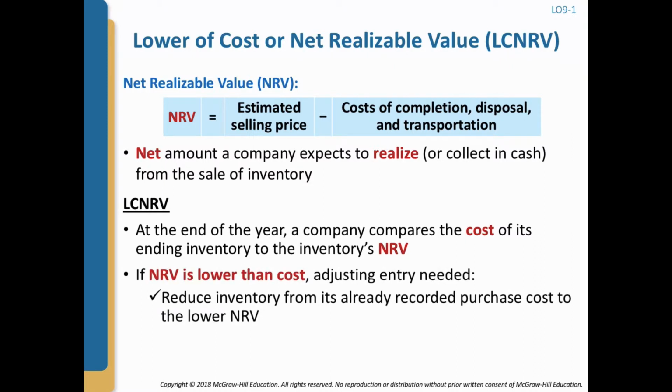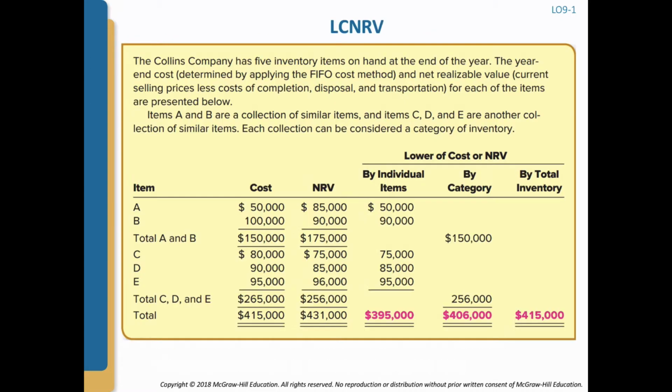By whatever the net realizable value is: estimated selling price minus cost of completion, disposal, or transportation. Essentially, what you're selling it for if those costs are immaterial. So it's just basically estimated selling price. And if that is lower than cost, you have to write down by however much that new selling price is lower than cost. So let's look at some examples.